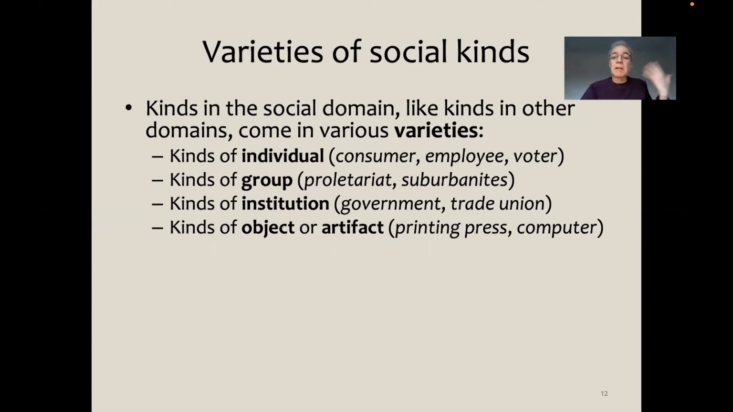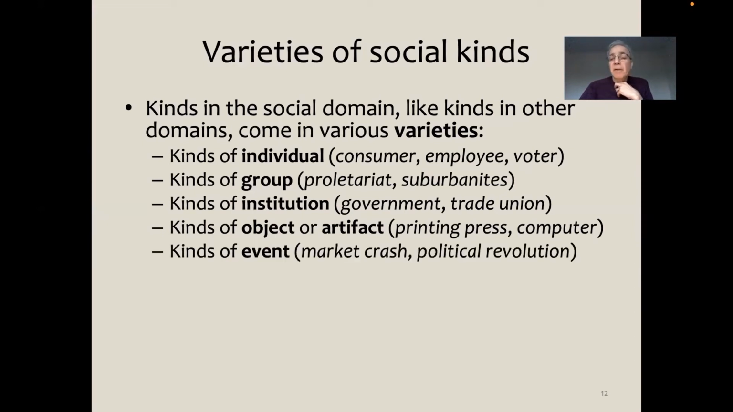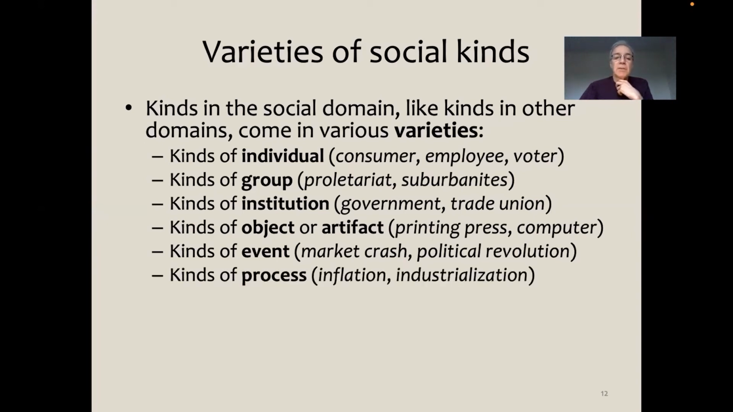So you think of something like the printing press and its influence on various social transformations and developments in the modern world, how it led to the rise of literacy and the emergence of the middle class and so on. That's a kind of object or artifact, which is also something that is a central element in the social structure of the world. Kinds of event: market crash, political revolution. Kinds of process: inflation, industrialization.